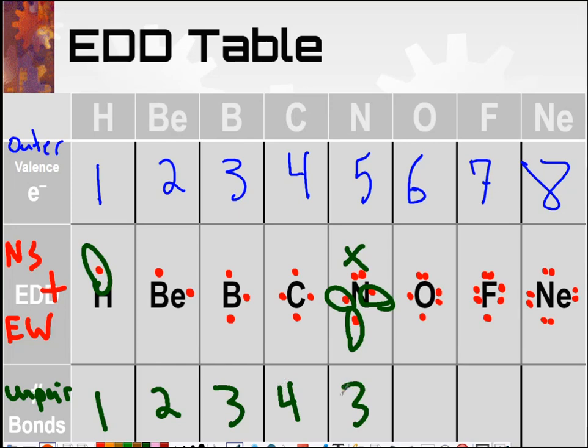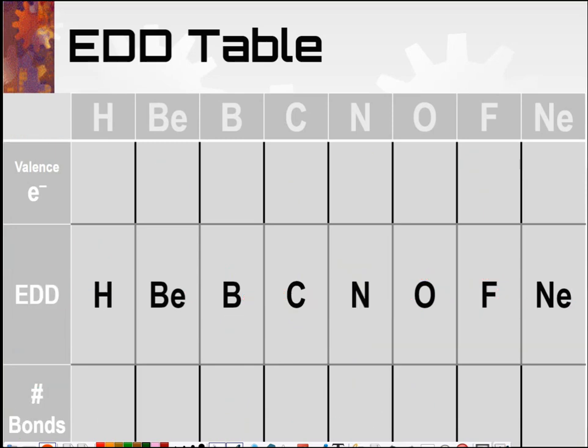1, 2, 3, 4, 3, and then you get 2, 1, and 0, as there is no bonds with our neon. Our noble gases do not bond because they're already happy and full. So again, you can notice that whenever there is an unpaired, you have a chance to bond. This is super important. You need to take a look at that and keep that in mind. So that's how that goes.